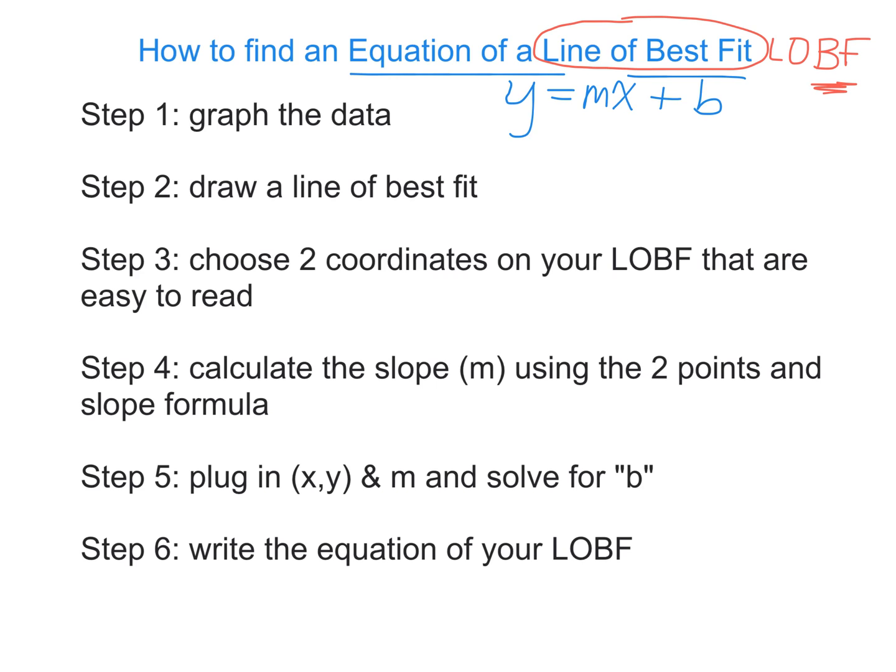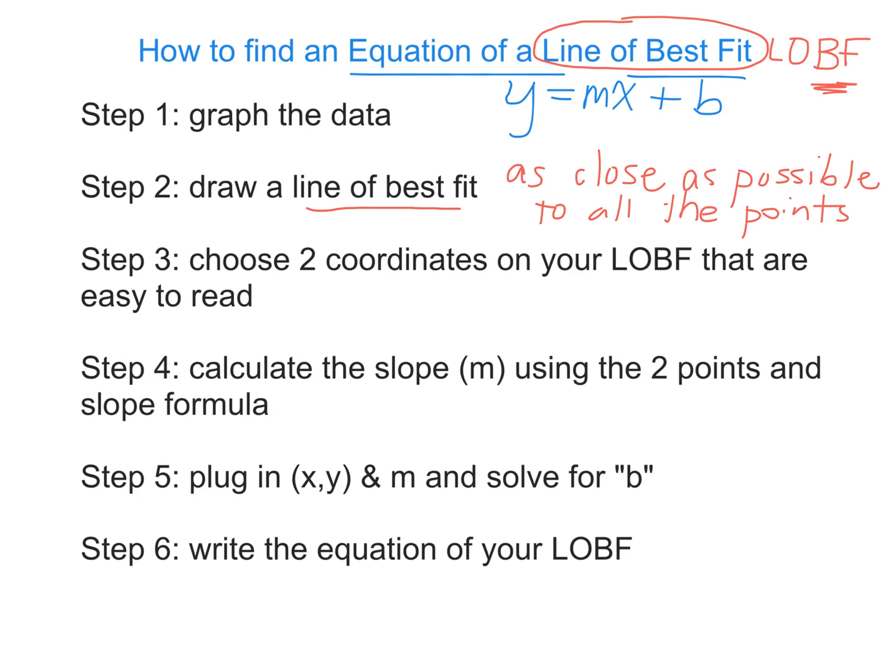What's a line of best fit? What does that mean? When you're drawing your line of best fit, you're drawing the line as close as possible to all of the points. Remember we talked about this on Monday? So copy that down as well, as close as possible to all the points. You're trying to have an even number of points on both sides of the line. The point of this is to have a line that's close to your data.